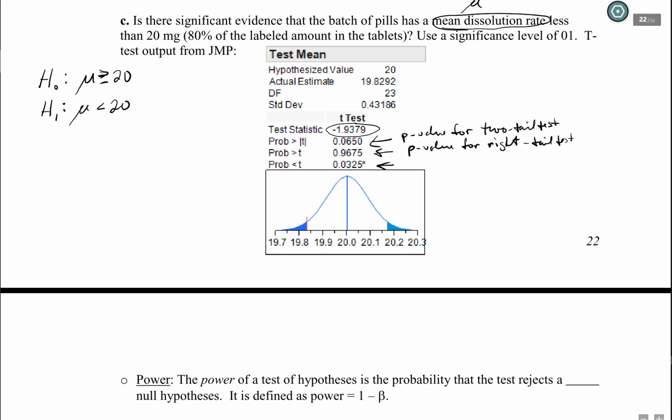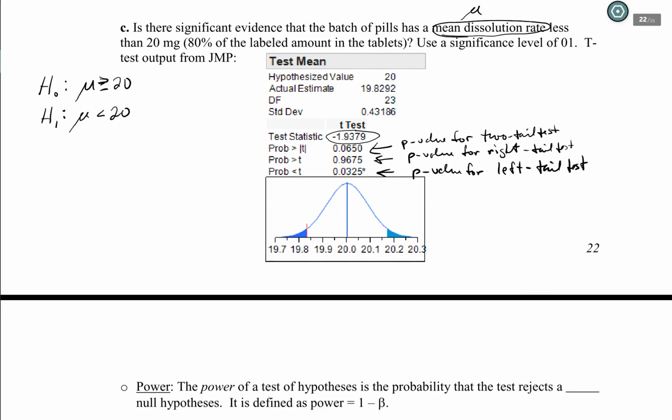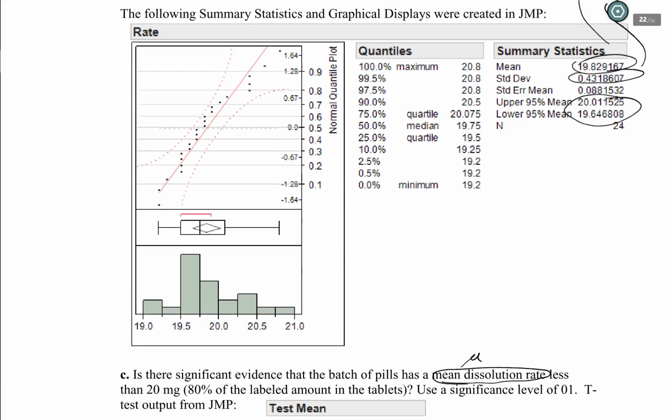This is a p-value for a left-tailed test. And we are in the situation here of a left-tailed test, right? We have that mu is less than 20 in our alternative hypothesis. So with that p-value, it's 0.0325. Is that smaller than the alpha that was specified?